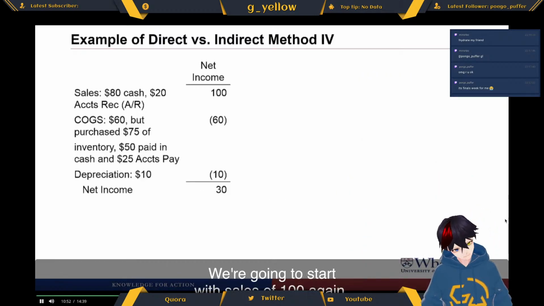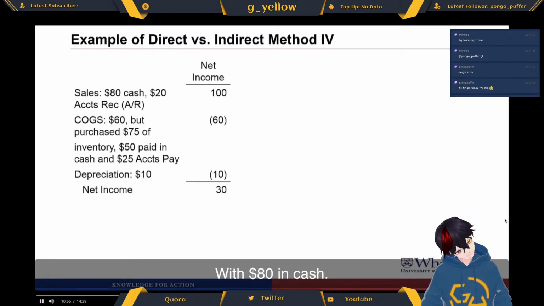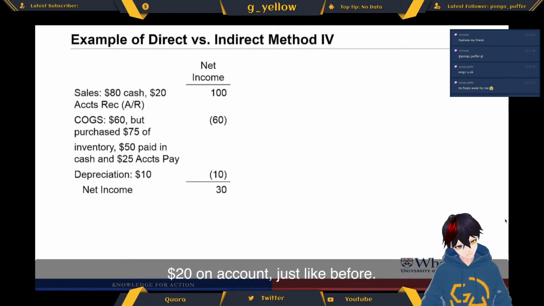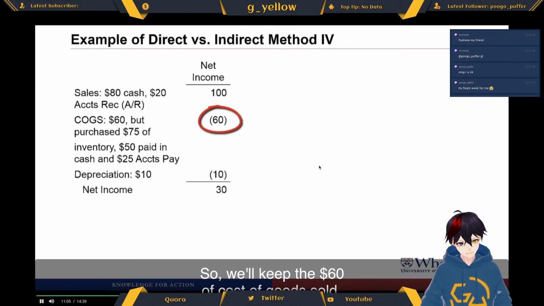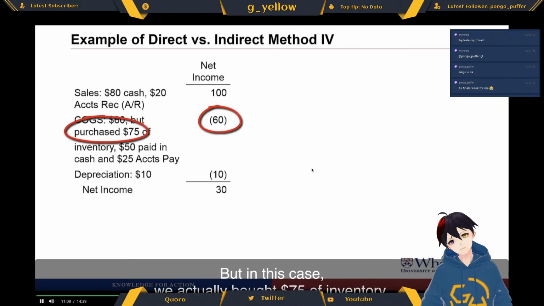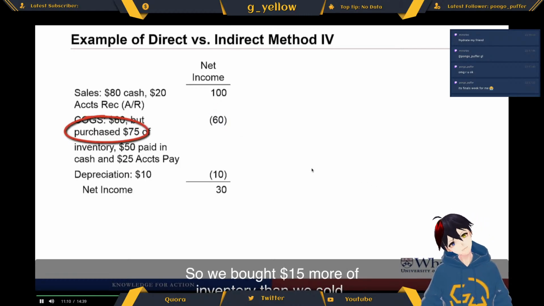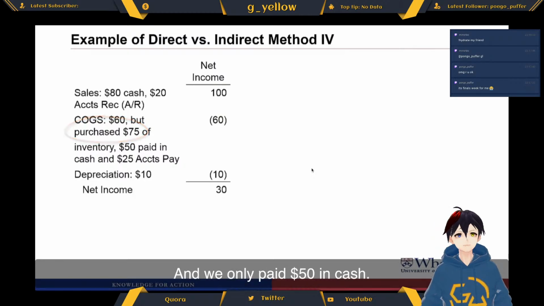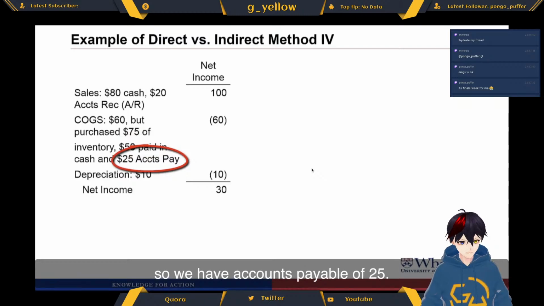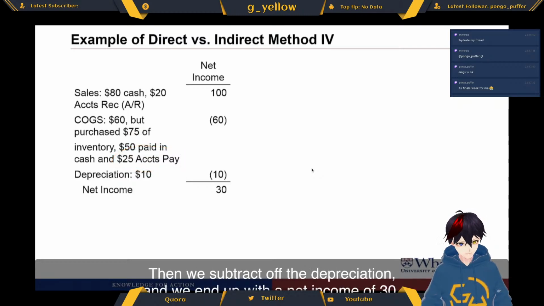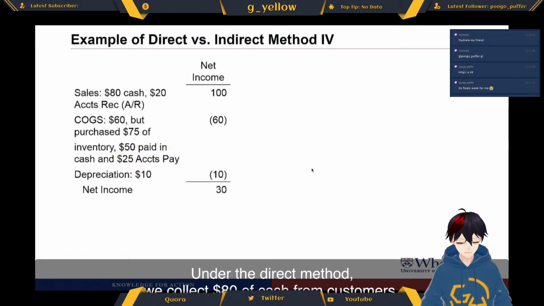One more example. We're going to start with sales of 100 again, with $80 in cash, $20 on account, just like before. Now we're going to make the inventory part a lot more complicated. So we'll keep $60 of cost of goods sold, but in this case, we actually bought $75 of inventory. So we bought $15 more of inventory than we sold, and we only paid $50 in cash, which means that $25 of that inventory was acquired on account, so we have accounts payable of $25. Then we subtract off the depreciation, and we end up with a net income of $30.